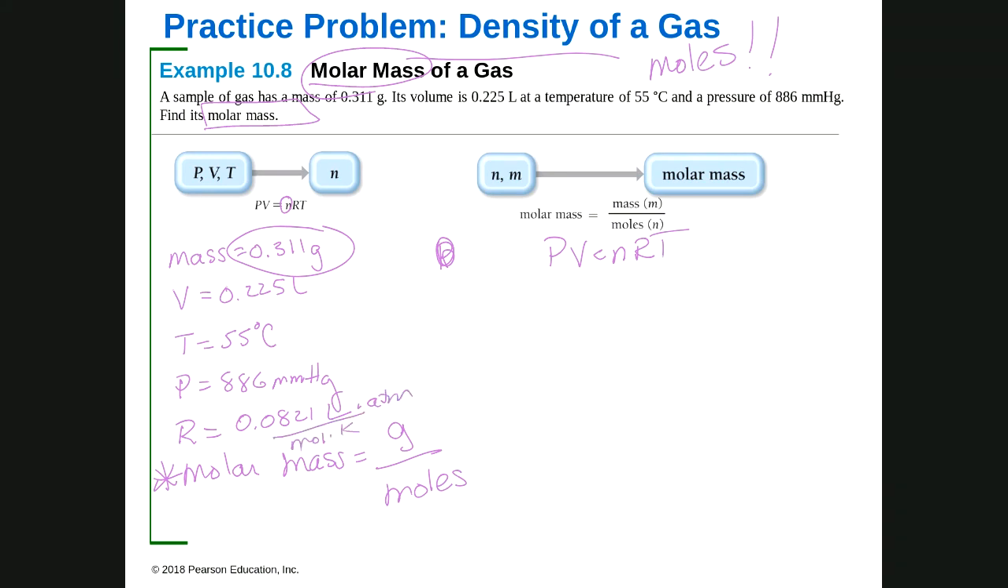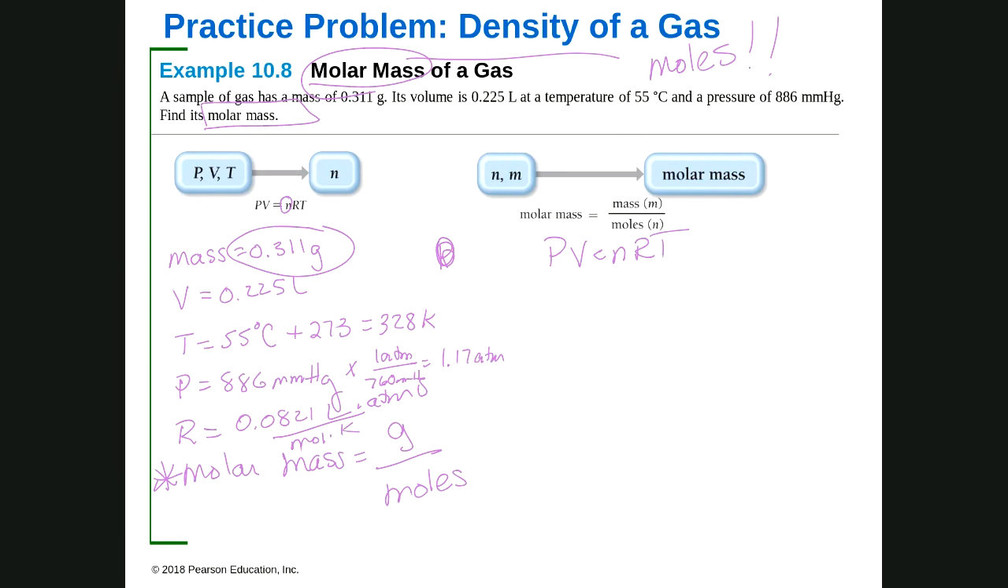It's not at STP, so I can't use 22.4 or anything like that. It has to be at 0 degrees and 1 atmosphere of pressure if I do that, so that's not going to work. So I'm going to have to convert this to Kelvin because I'm using R. That's going to be 328 Kelvin. And my pressure, I know that in 1 atmosphere, 160 millimeters of mercury. So that's 1.17 atmospheres. That's pretty strong.